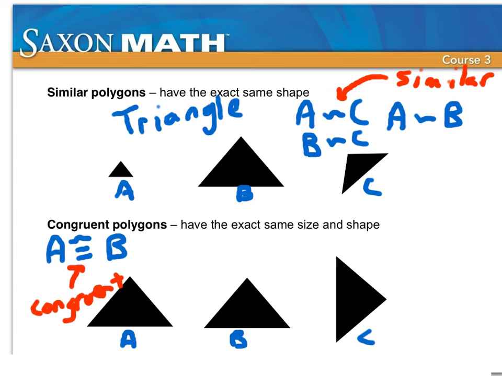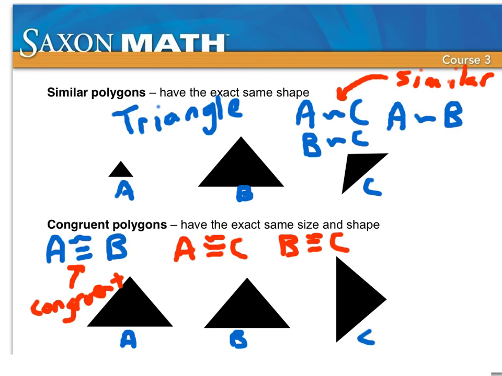Now notice C is turned a different way. But if you turned it, it is the same size and the same shape as the other ones. So A is also congruent to C, and B is also congruent to C. Because they're all the same size and the same shape. Doesn't matter which way they're oriented or which way they're turned. Oriented means what direction it's facing. That does not matter. It's just same size, same shape.